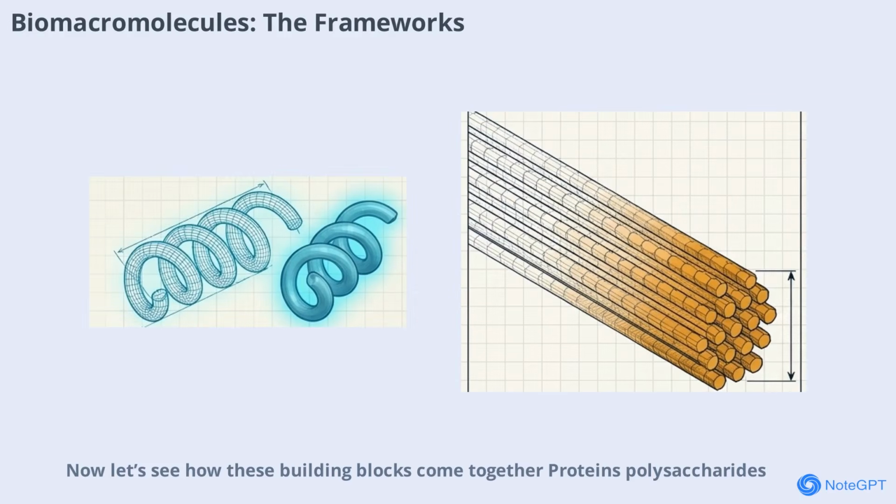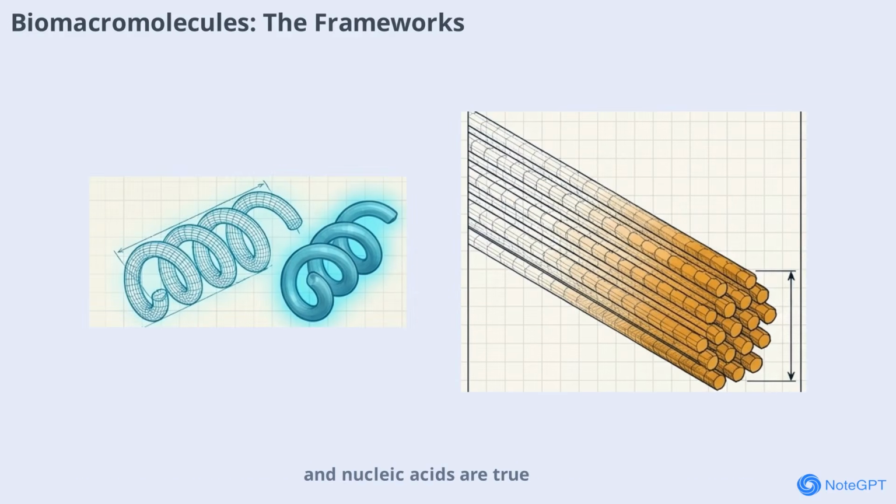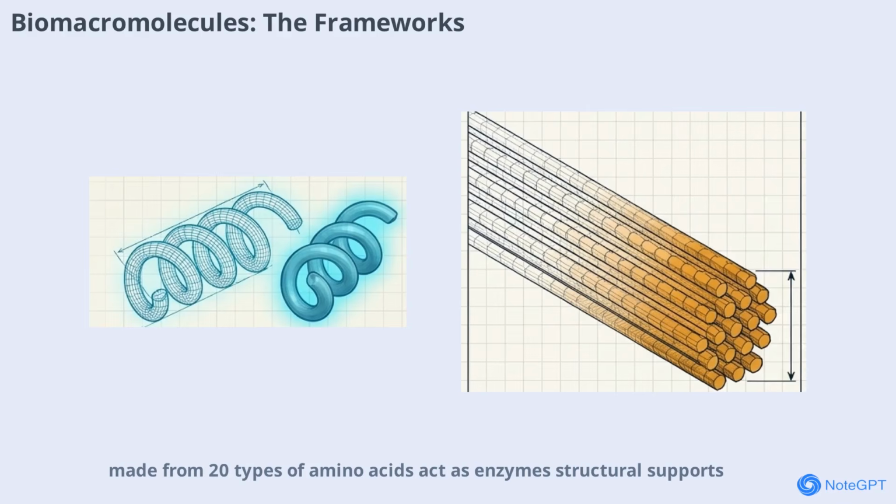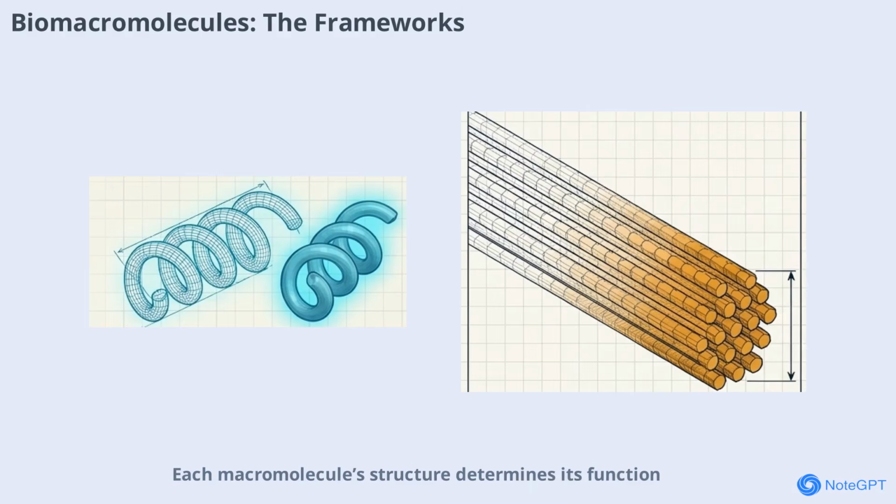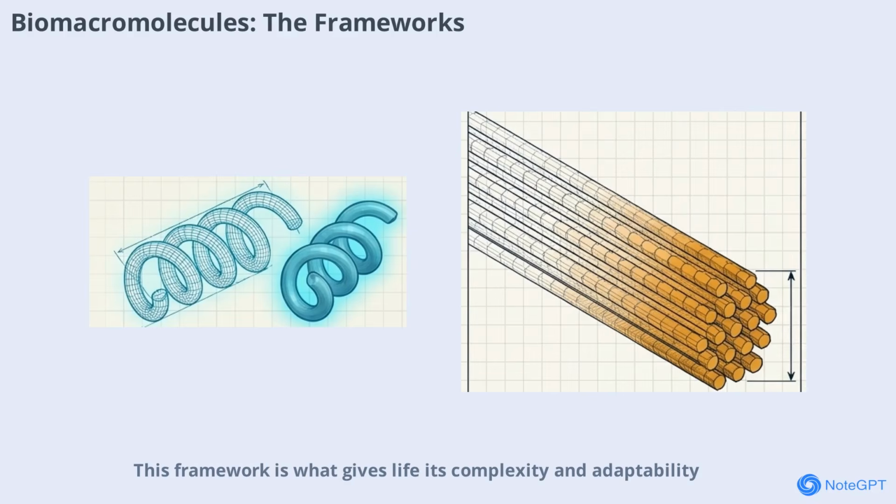Proteins, polysaccharides, and nucleic acids are true biomacromolecules, giant polymers with specialized roles. Proteins made from 20 types of amino acids act as enzymes, structural supports, and transporters. Polysaccharides like cellulose and starch provide structure and energy storage, while nucleic acids store and transmit genetic information. Each macromolecule's structure determines its function, from the rigid cellulose in plant walls to the flexible enzymes that drive metabolism. This framework is what gives life its complexity and adaptability, allowing organisms to grow, move, and respond to their environment.